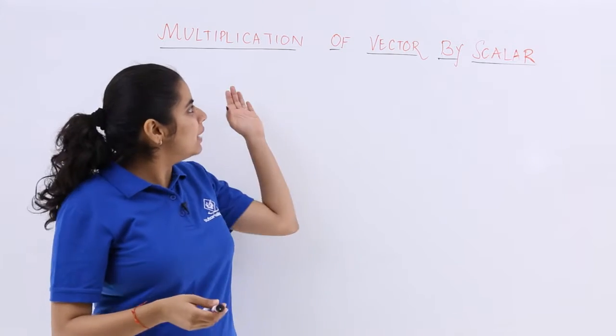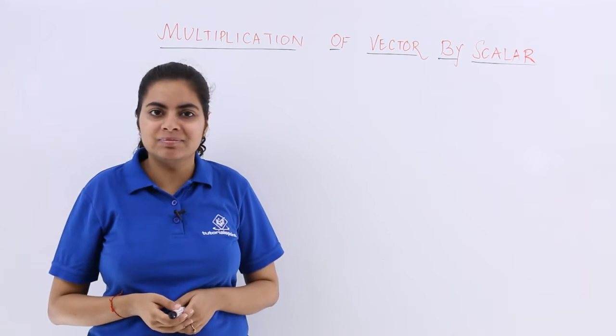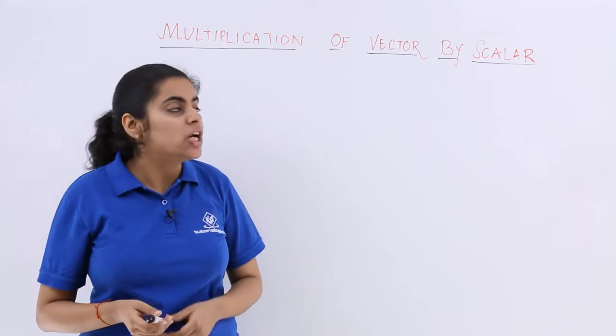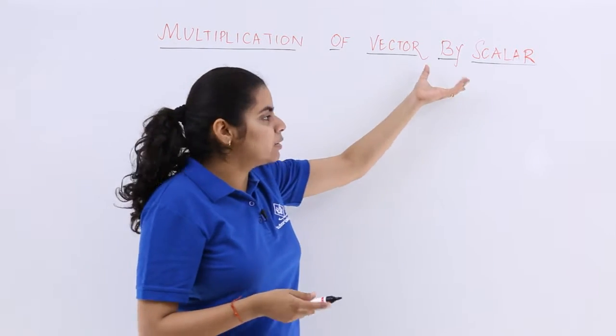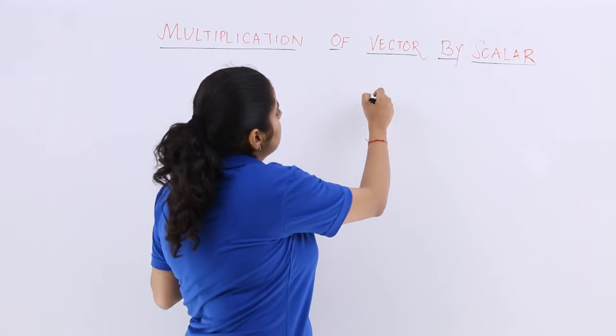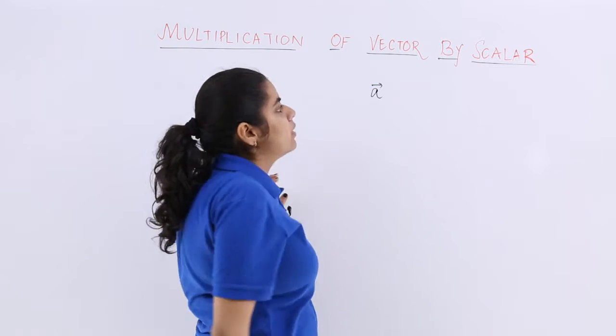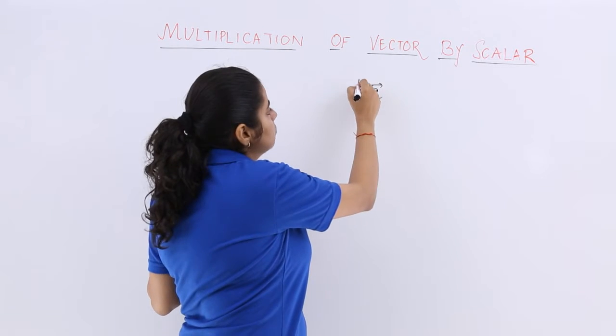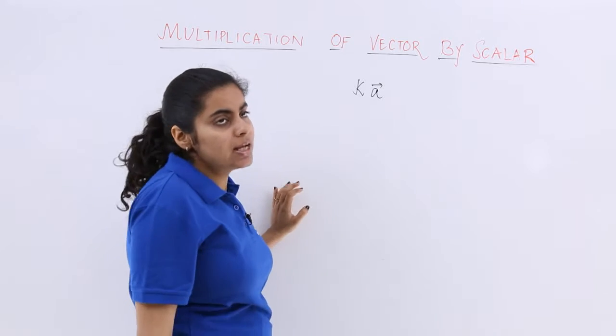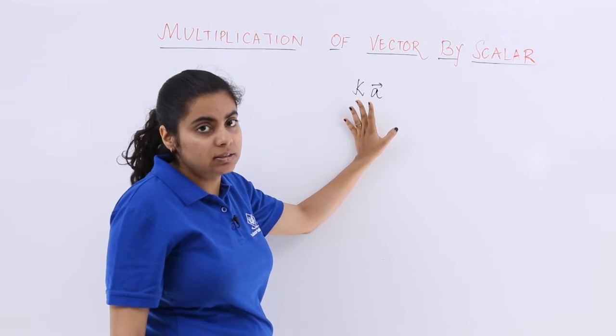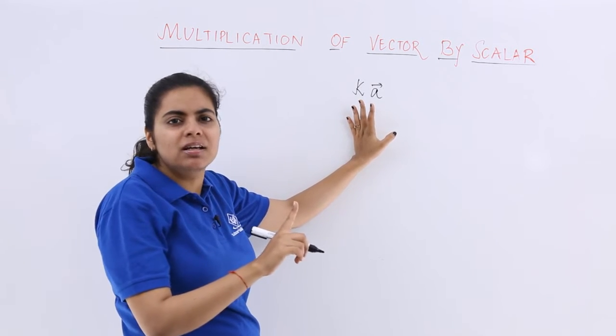What is the meaning of multiplication of a vector by a scalar? Let's see what it means. So, multiplication of a vector by a scalar. I have a vector, say vector A. If I multiply it by a scalar, say small k, now I get kA as a result. But what does it mean exactly?